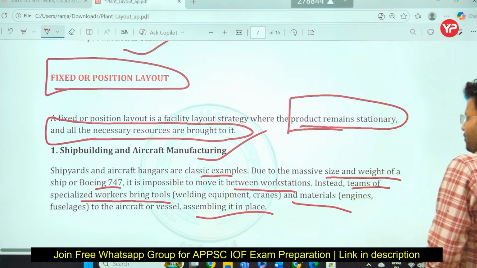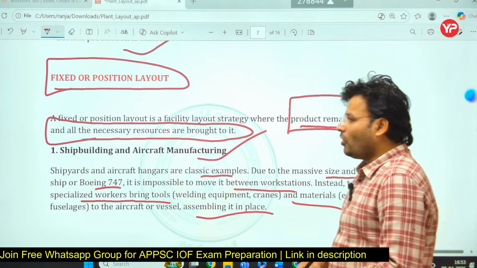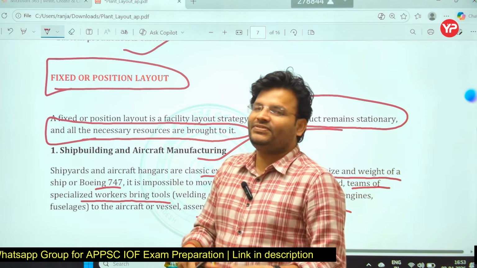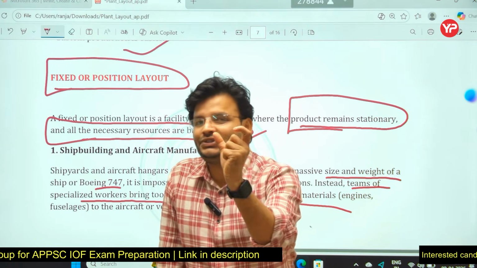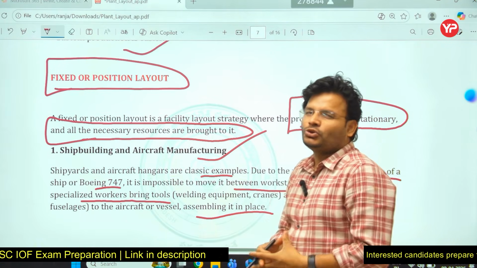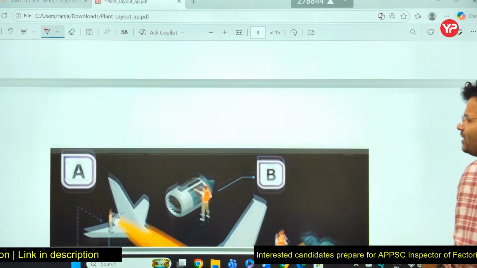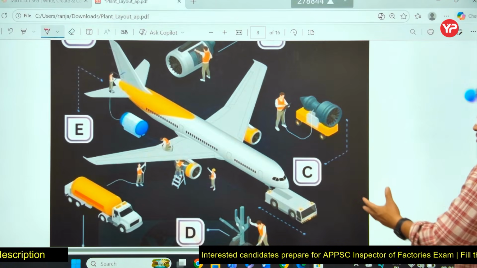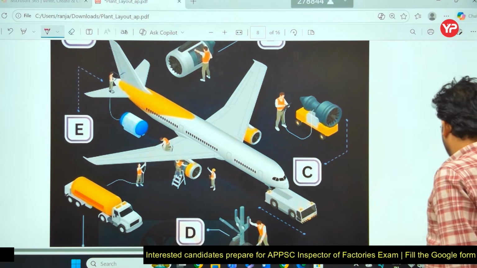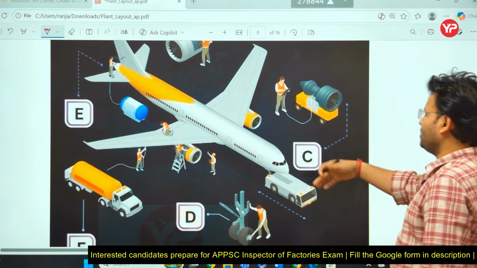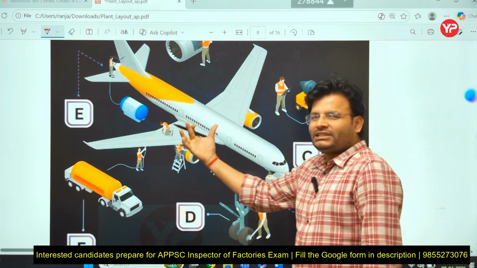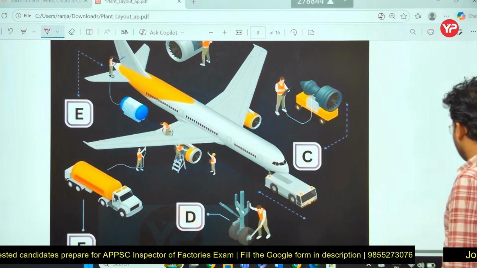So in that you have to bring all the different equipment and all the different materials to one fixed location, and then you have to install them. That is one of the classical examples. Here you can see that different workers come, add the value, and go out.